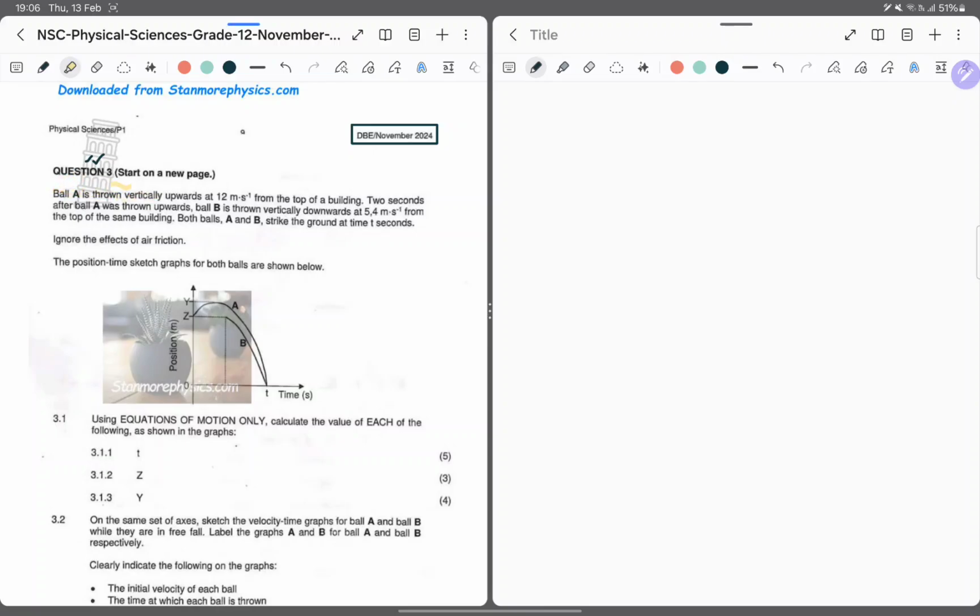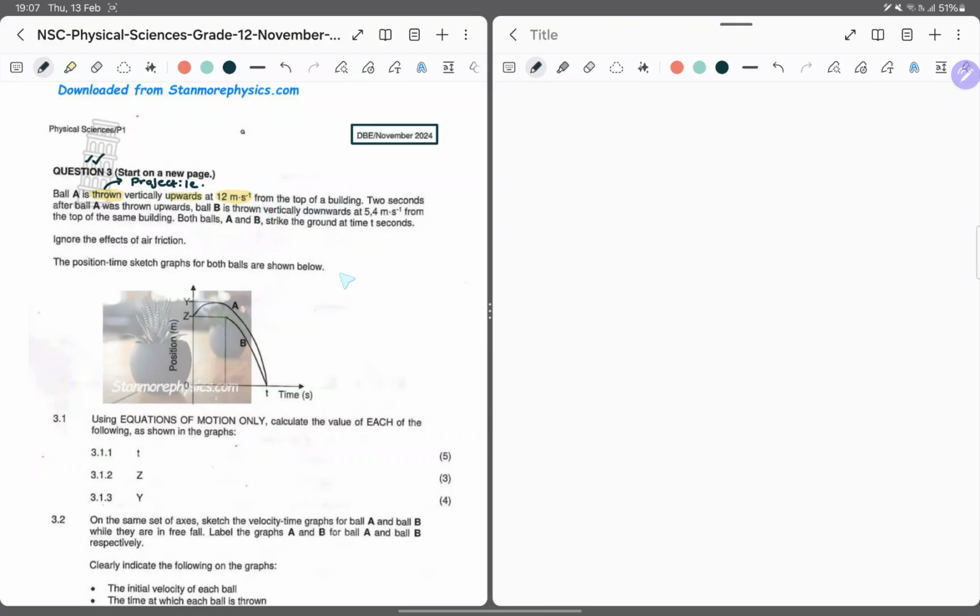We are told ball A is thrown vertically upwards at a velocity of 12 meters per second. So if this ball is thrown, it means it has some initial velocity, and in fact this is already stated, so we can easily jump for the jugular. It is a projectile. All right, so that's what we understand. Okay, from the top of a building.